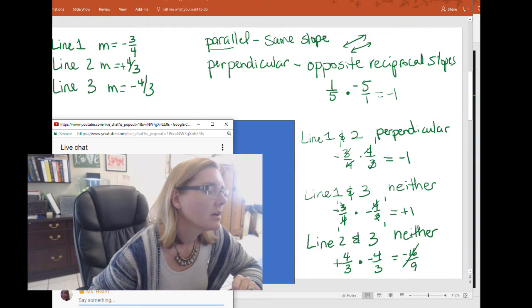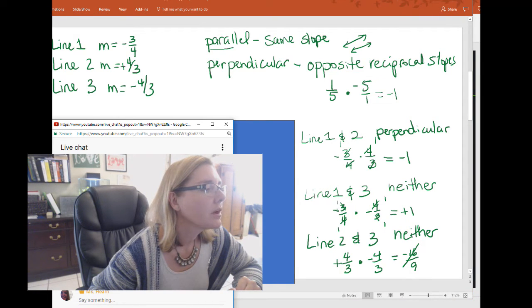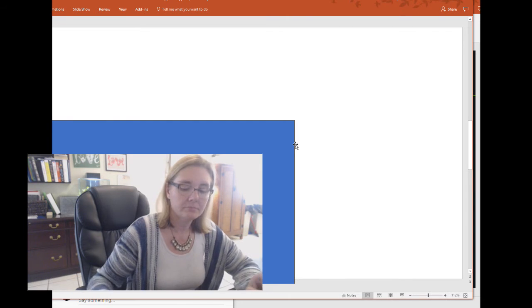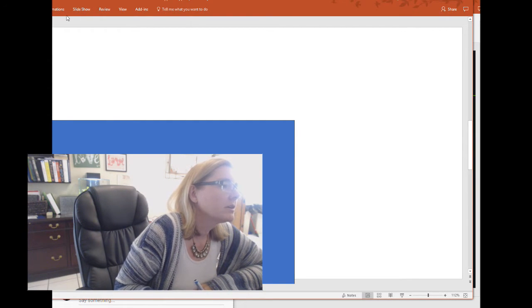So Dana, if you could find an example of what you're talking about, that would be helpful, but I am just going to explain what vertical and horizontal lines look like real quick. Oh, like y = -5/3. Okay, let's do that then. Okay, so we're going to talk about vertical and horizontal lines.